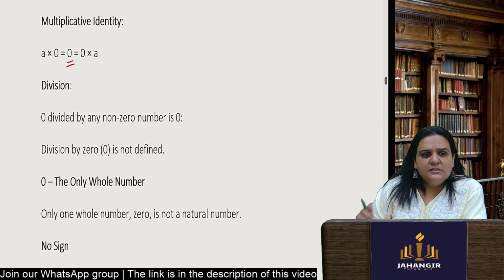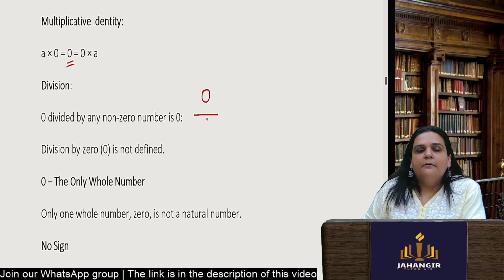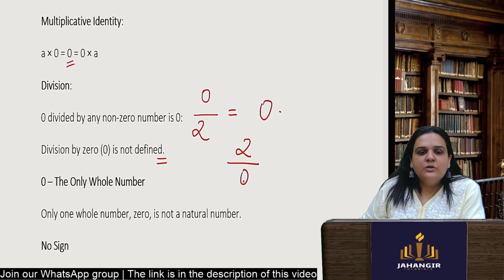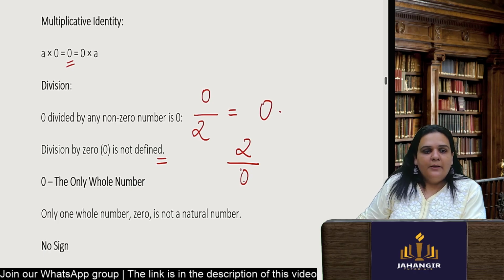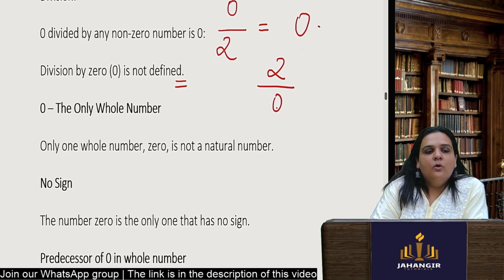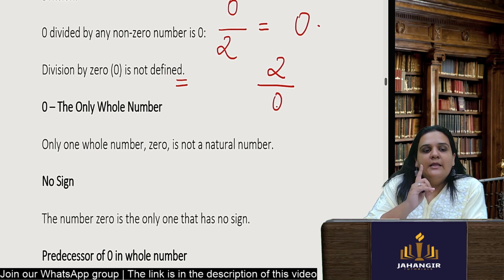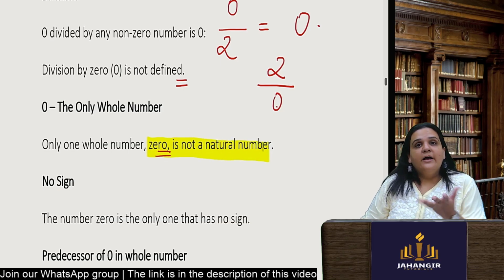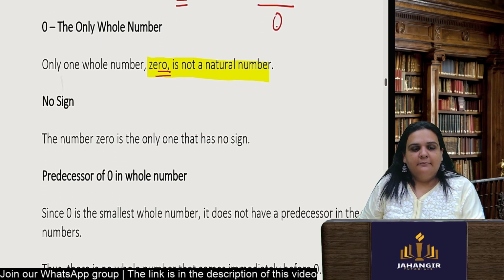Division: 0 divided by any number is always 0. Division by 0 is not defined. So if I write 2 divided by 0, there is nothing like an answer. There is no division by 0 ever. Okay. 0 is the only whole number that is not a natural number. 0 is not a natural number. Very, very important. 0 has no positive or negative sign.